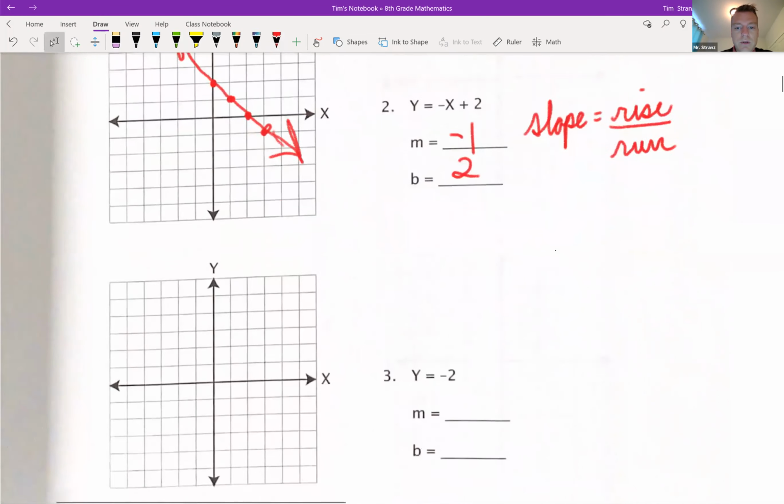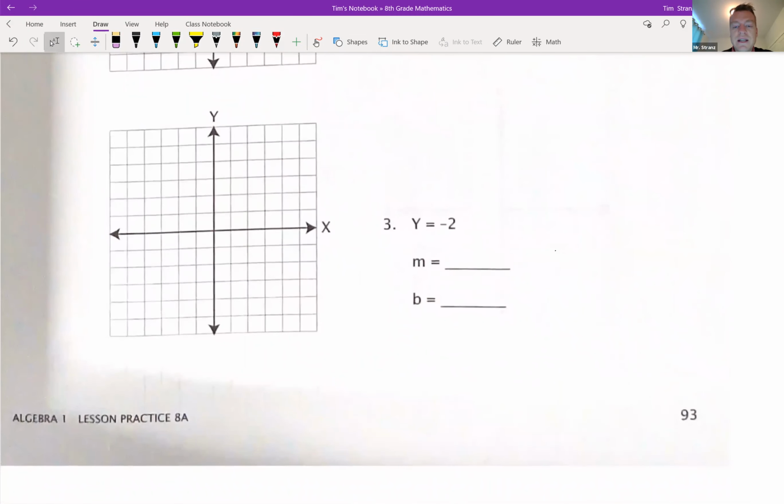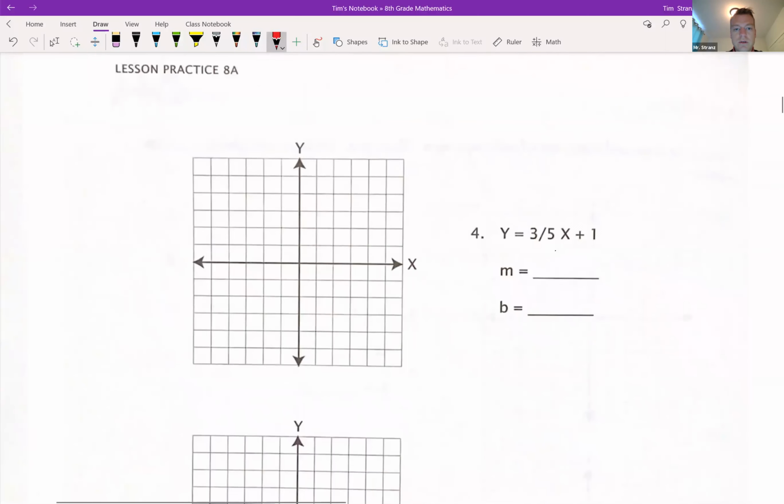Okay, if we go to the next one, we just have y equals -2, right? So there's no slope on this one. So we would have a slope of 0. If we have y equals -2, remember what I said about a horizontal line? Horizontal line, you're going to have a slope of 0. Your y-intercept's -2, and that's what it's going to look like. Okay, moving on.